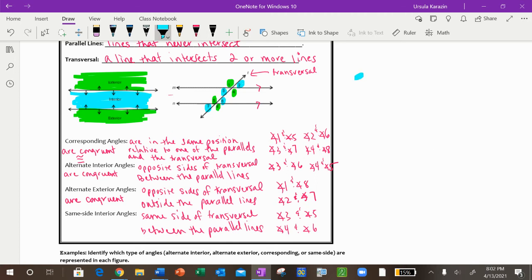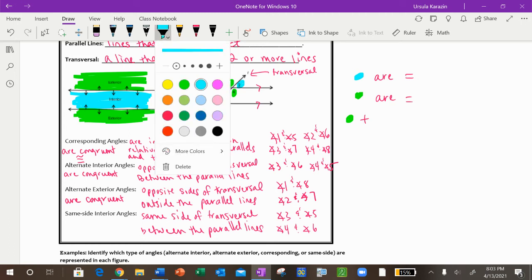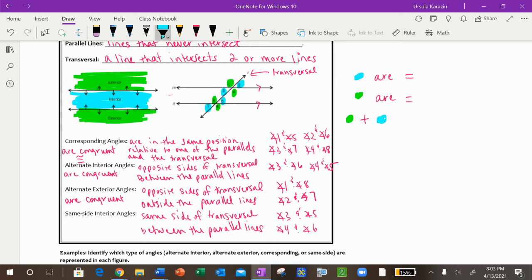Because the blue ones are equal, the green ones are equal, and if you put a green with a blue, you get 180. So if you color code them like I just did, you can figure out what their relationship is for each one of them.